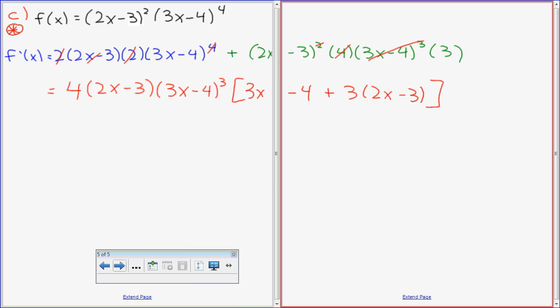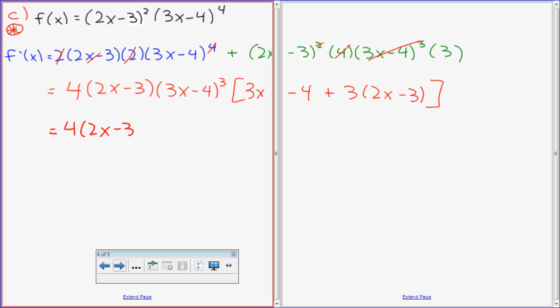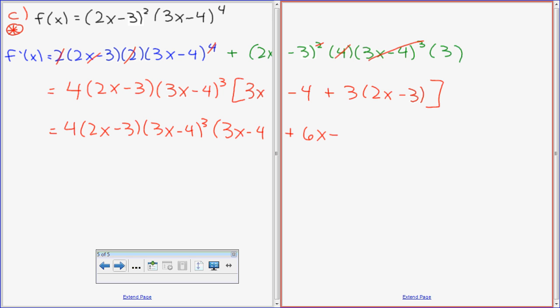You've got to smush that together, yeah. So let's just give it a second, let this sink in for a sec, because this is an easy factoring. This is like level 10 factoring, or level 9 factoring. Just today's lesson's level 10 factoring. So I call this equals 4 times (2x minus 3) times (3x minus 4) cubed times (3x minus 4 plus 6x minus 9).